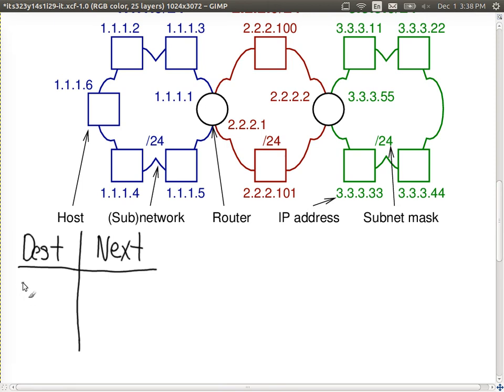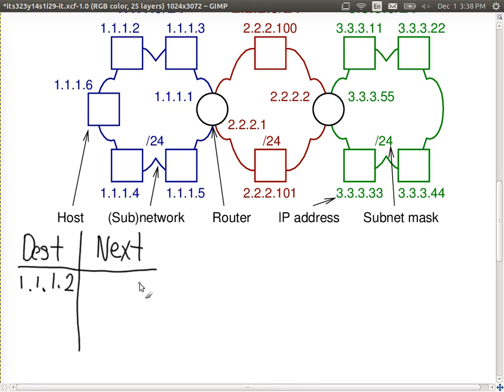All right. If I want to send to 1.1.1.2, who's the next router? 1.1.1.3. This is the routing table for host 1.1.1.6. Okay. I want to send to the destination 1.1.1.2. Who's the next router? I hear 3.2. Right.